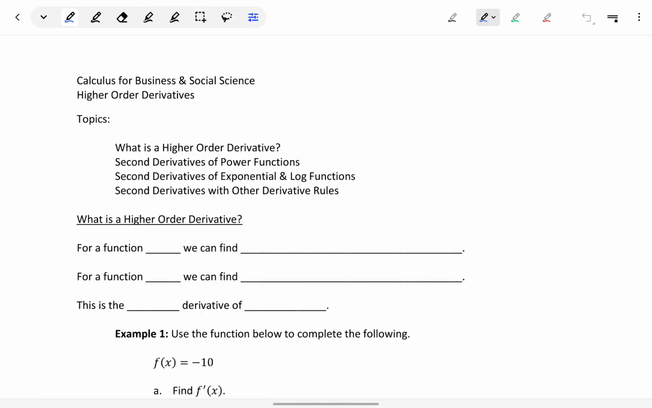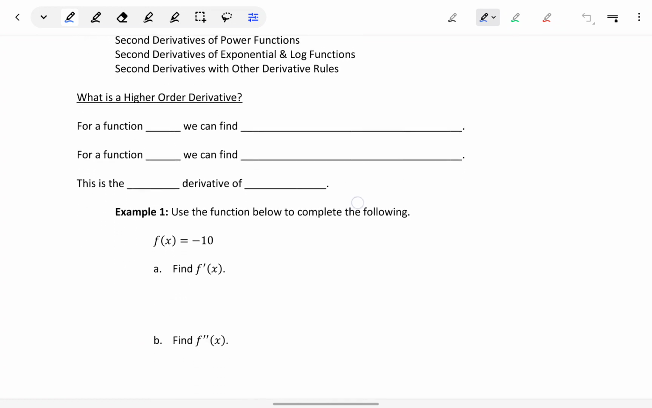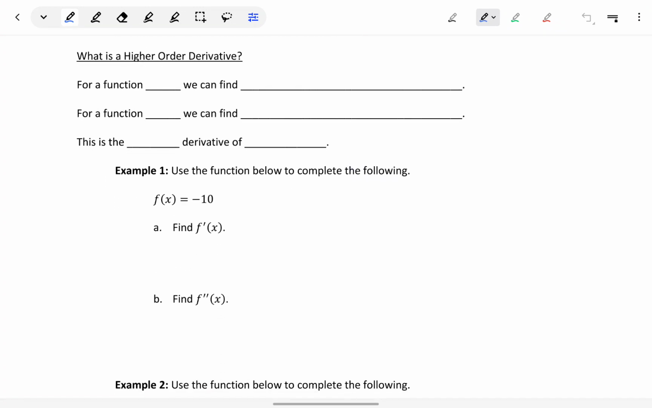In this section, we want to start talking about higher order derivatives. And to start that discussion, we'll look at answering the question, what do we mean by a higher order derivative? We already know that for a function f of x, we can find f prime of x, the derivative of that function f of x.